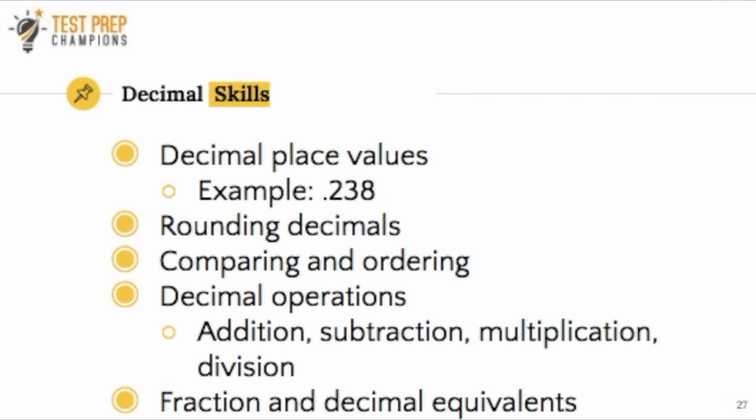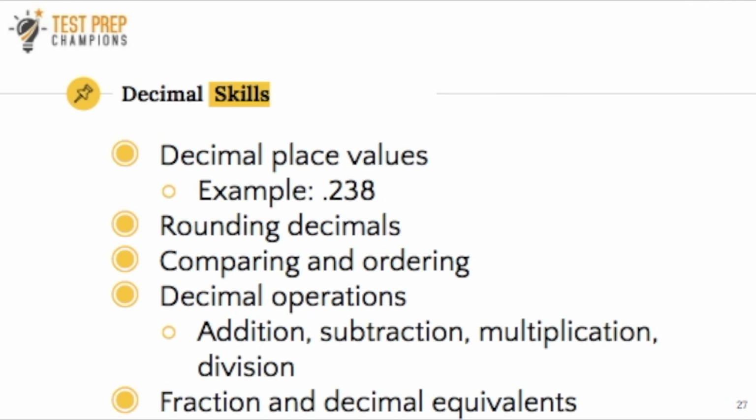And lastly, fraction and decimal equivalents. Any fraction, you can always turn it into a decimal. If you take the top number, press division on your calculator, and then put the bottom number in, hit your equal sign, you're going to be able to turn that fraction into a decimal. There are some common fraction and decimal equivalents that would be good to memorize.